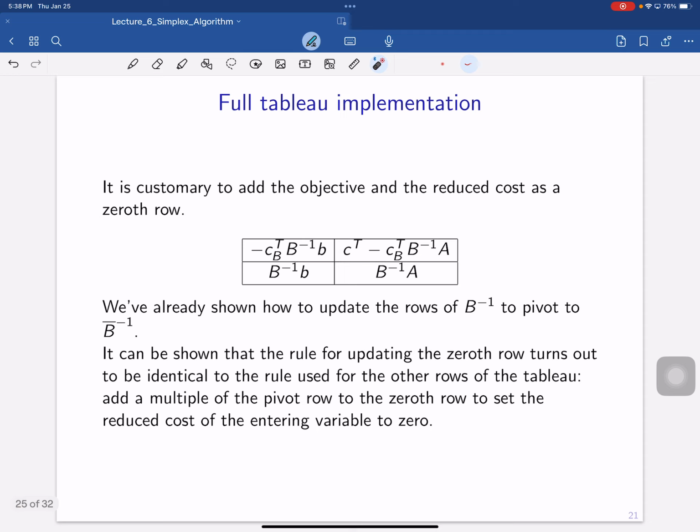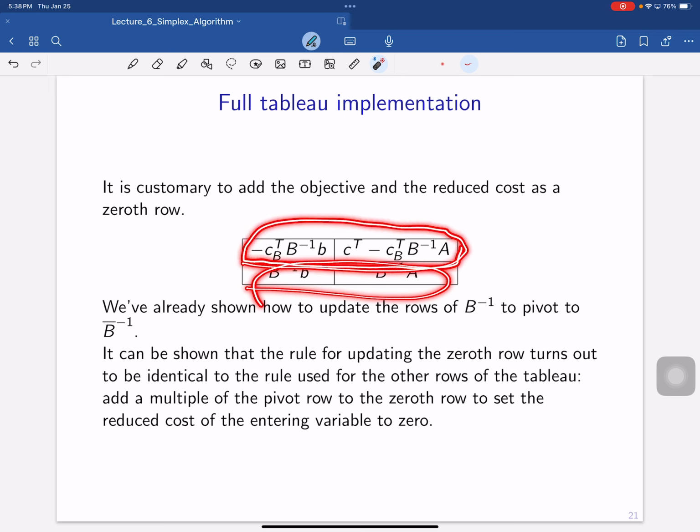And in practice, when people implement this, they not only consider the constraints, but they consider the objective as well. This is like the reduced cost. You keep them in the tableau as well. And you can show that in order to update the rows and columns, you just need to do these row operations, and then you also should do the row operations on the objective to recalculate the reduced cost.